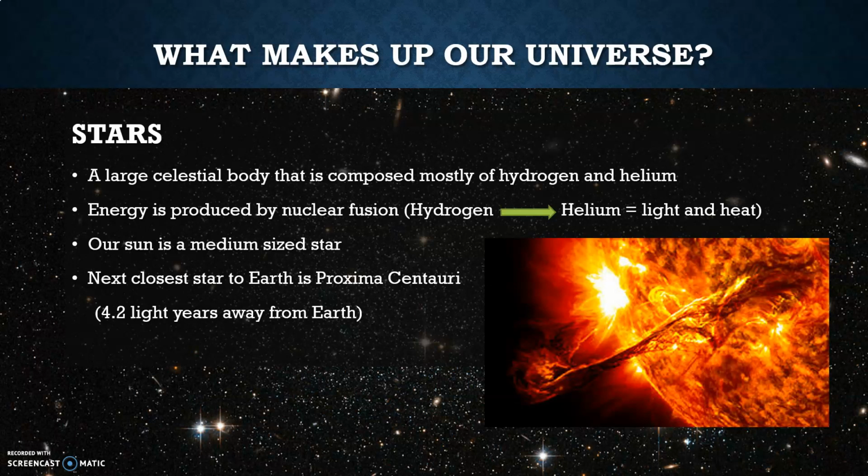If you were to compare our sun to other stars in our universe, but also just even in our solar system, we are a medium-sized star, meaning there are much bigger stars and much smaller stars. And the next closest star found to planet Earth is known as Proxima Centauri, and it is approximately 4.2 light years away, so it is not close by.